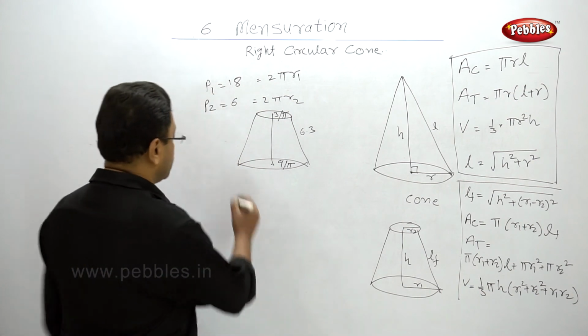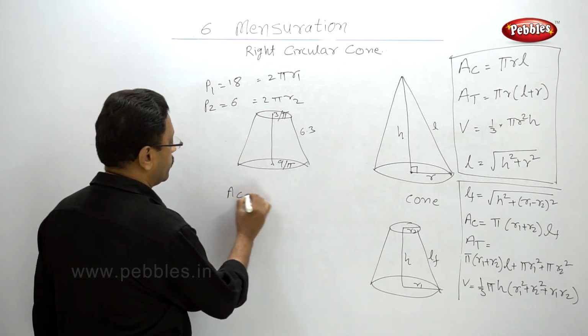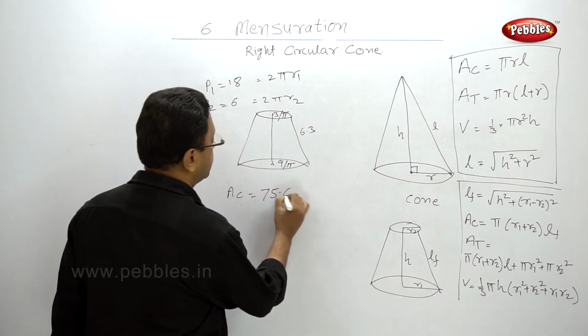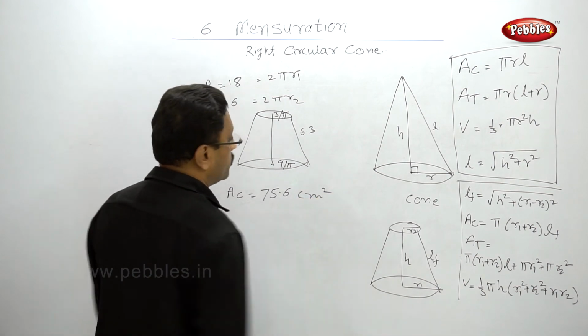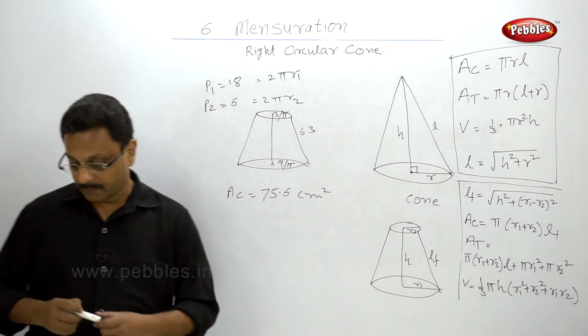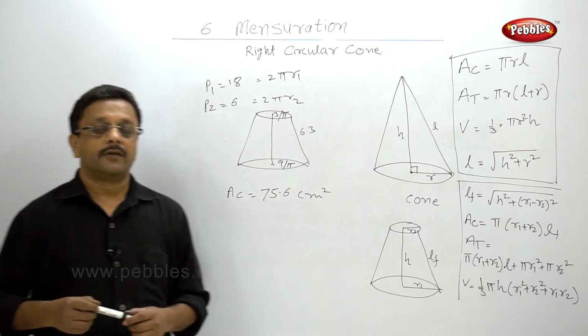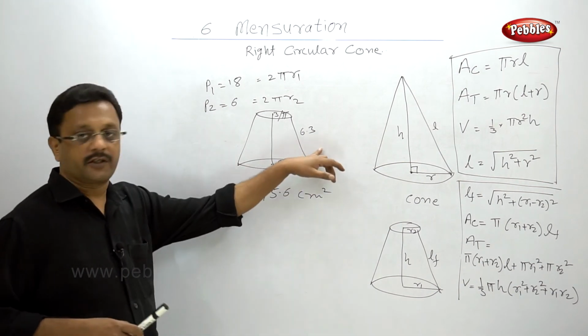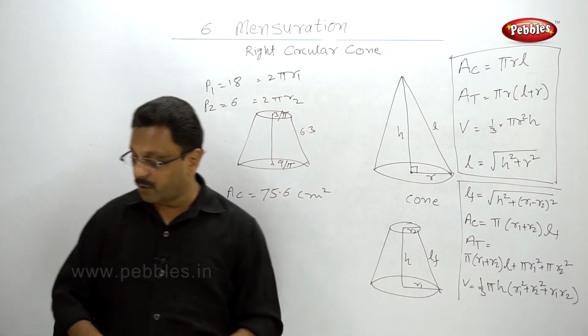The answer is 75.6 centimeter square. This is the curved surface area of this frustum. Let us see one more example.